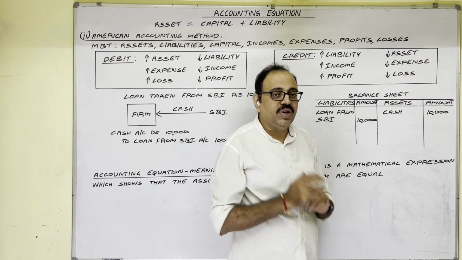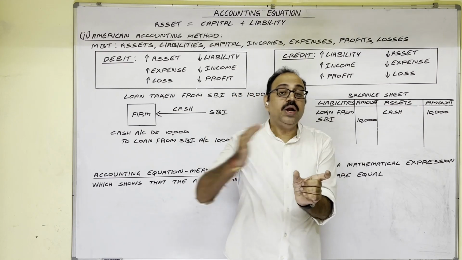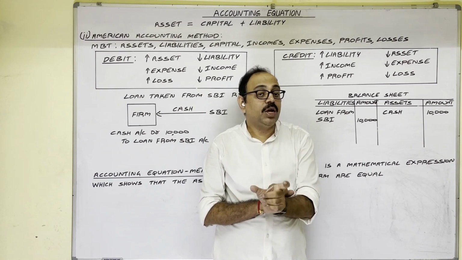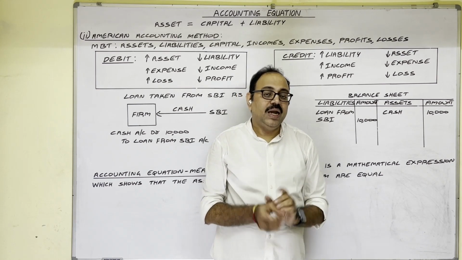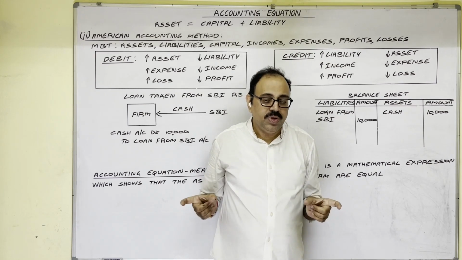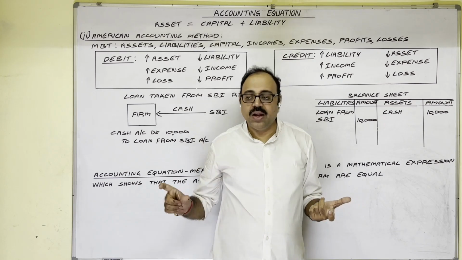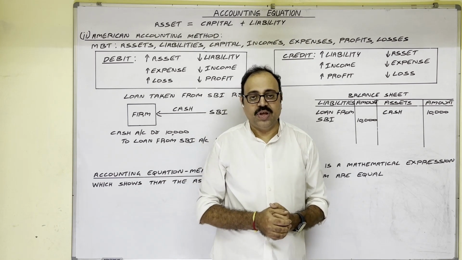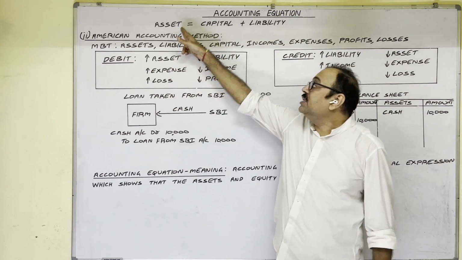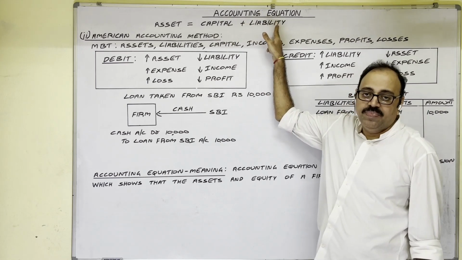So the accounting equation tells that every transaction we have to record two times, because the accounting equation is applicable to the double entry system. In double entry system only, every transaction we record two times. In one account debit side we record this transaction, in another account credit side we record this transaction. Debit means assets, credit means equity, nothing but capital plus liability.